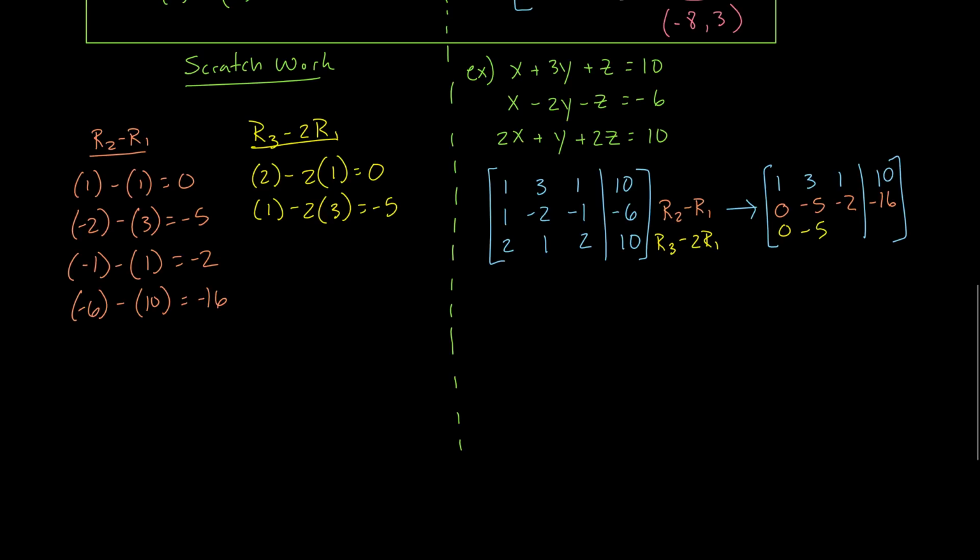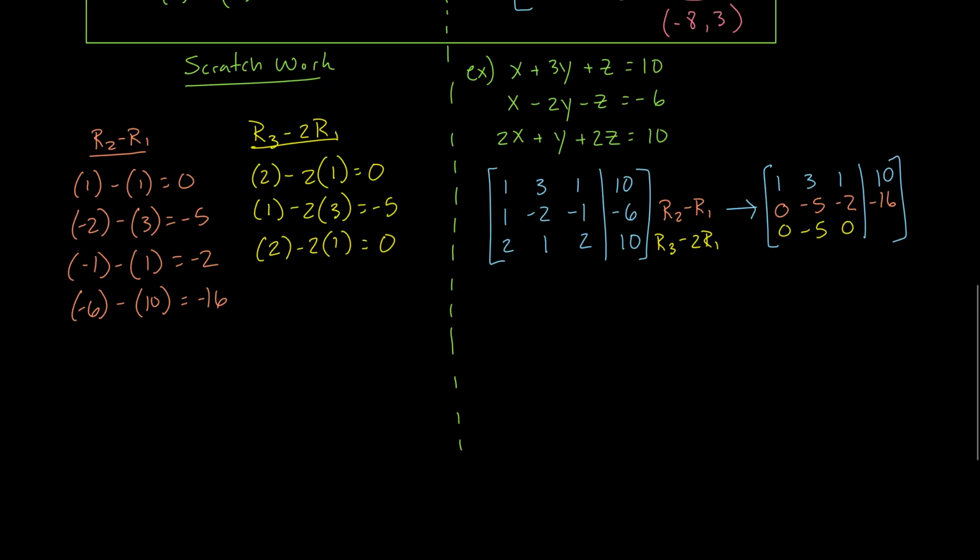Negative 5. The z value of row 3 is 2 minus 2 times the row 1 z value, which is? What's 2 minus 2? Ooh, got another 0. Not where we wanted it. All right.